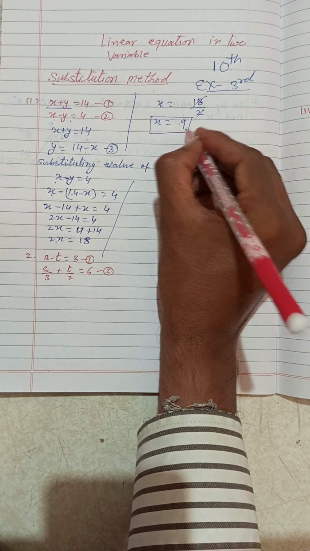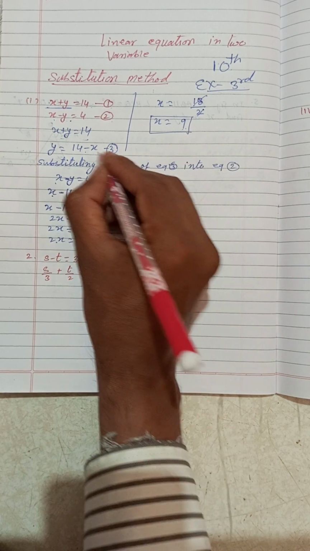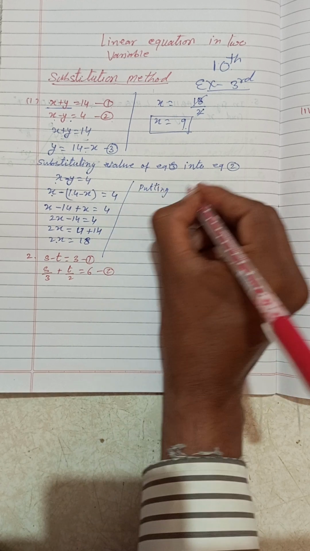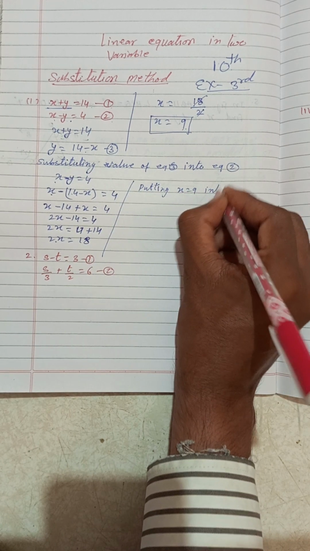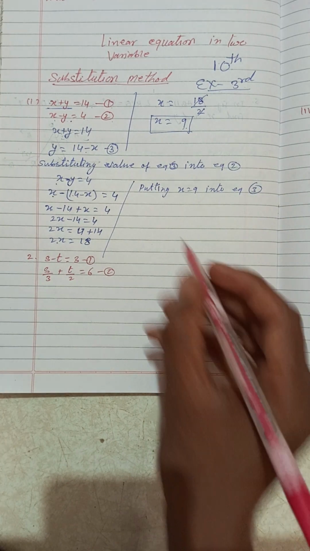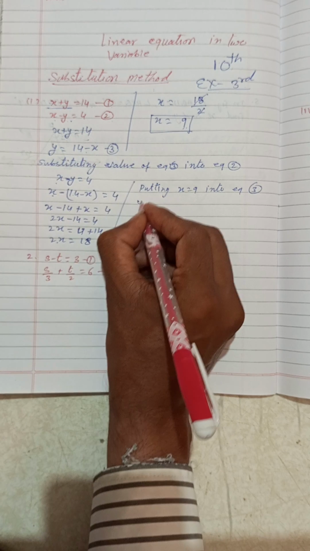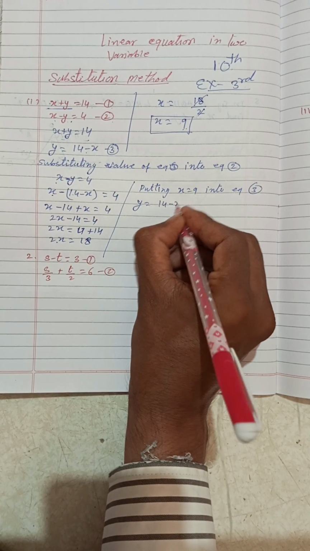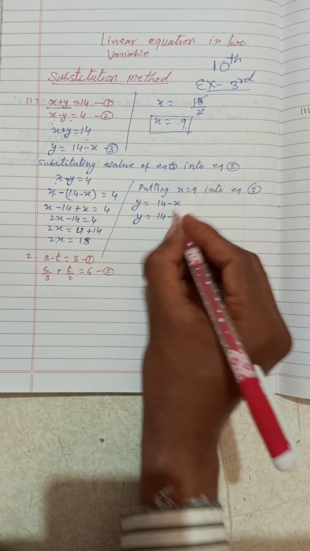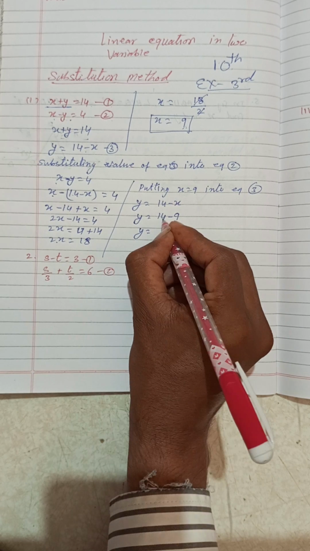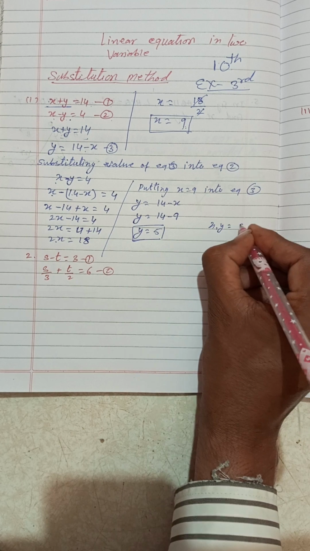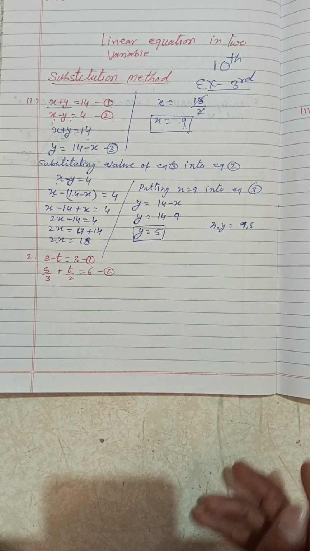Now put this value into equation number 3. Putting x is equal to 9 into equation number 3. What is equation number 3? y is equal to 14 minus x. So y is equal to 14 minus the x value. What did we get? We got x is equal to 9. Then y is equal to 14 minus 9, which is 5. So we got the x and y values: x comma y is equal to 9 comma 5.